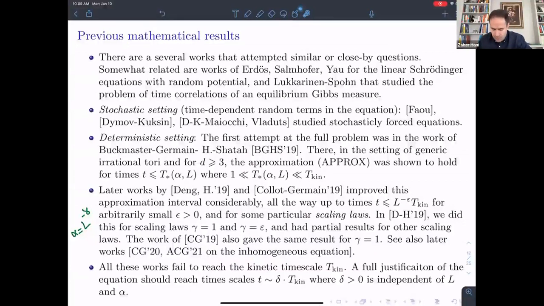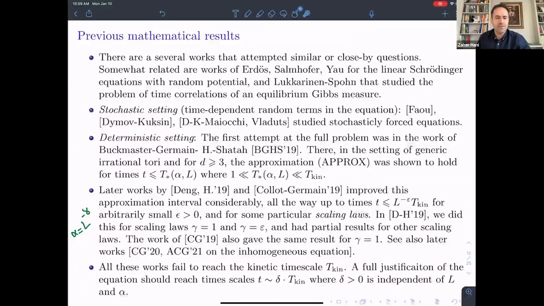But the problem with all of those works is that they never reach the kinetic timescale T_kin. They are always much shorter than the kinetic timescale, and as such, they do not provide a full justification of the equation, because a full justification of the wave kinetic equation should reach times of the form delta times the kinetic timescale, where delta is independent of the two parameters that are asymptoting either to infinity or zero. So delta should be independent of L and alpha.